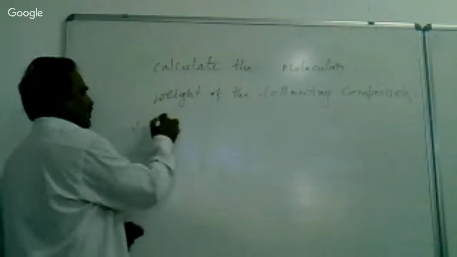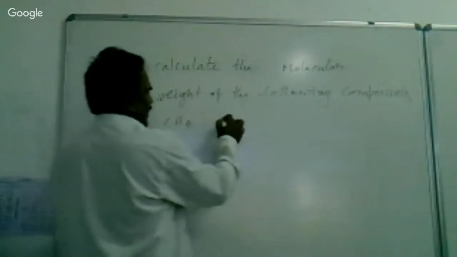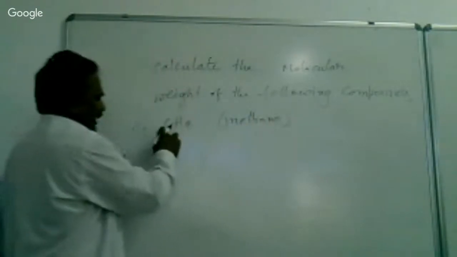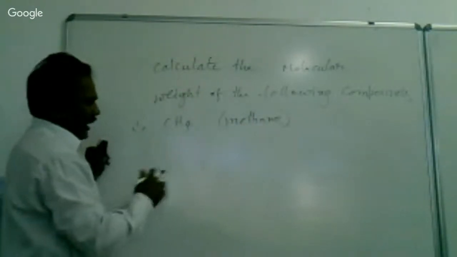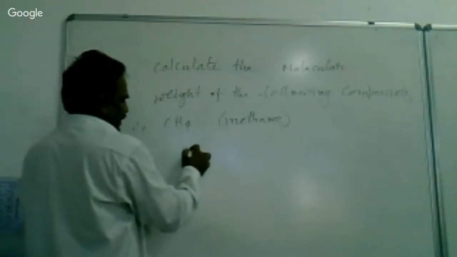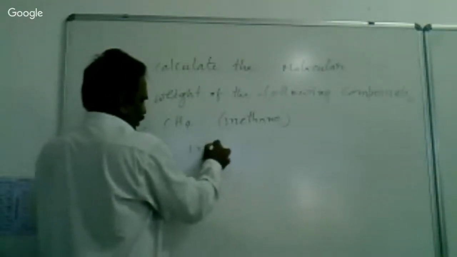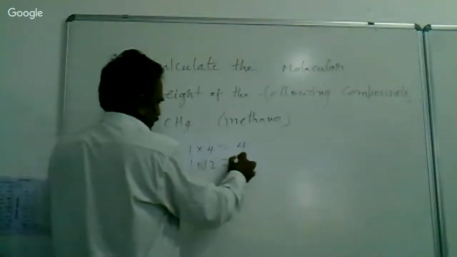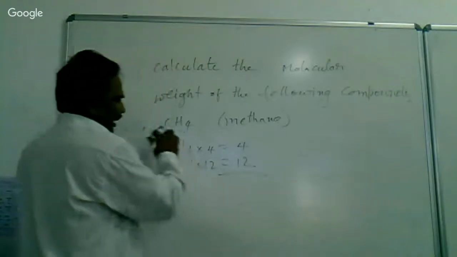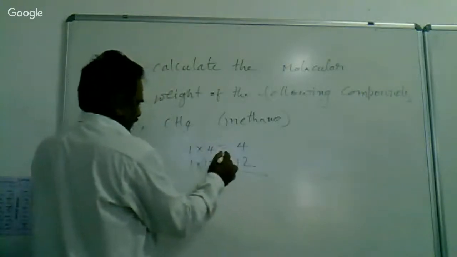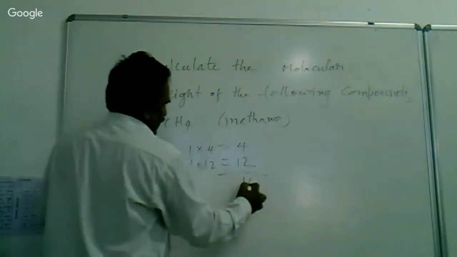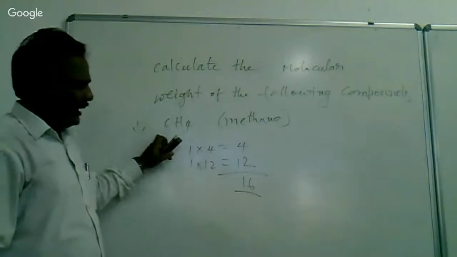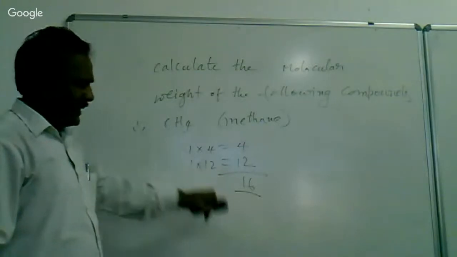So first one I'll give you CH4, nothing but methane. In methane, there are 4 hydrogens. Atomic mass of hydrogen is 1, so 1 into 4 is equal to 4. And this 1 carbon, 1 into 12 is nothing but 12. So the total of the atomic masses becomes 16. So molecular weight of methane is equal to 16.